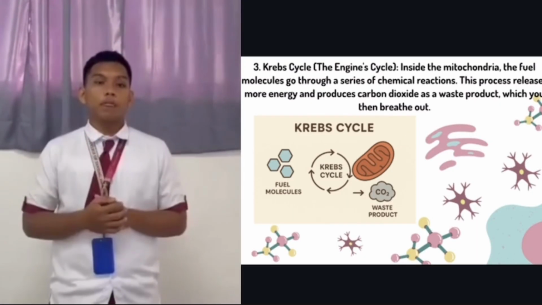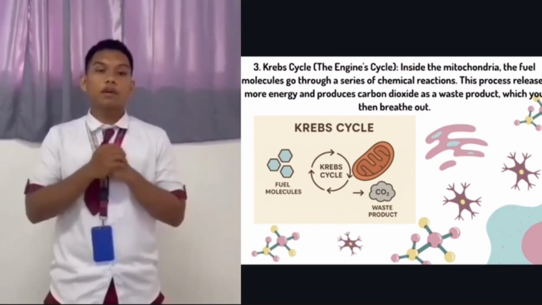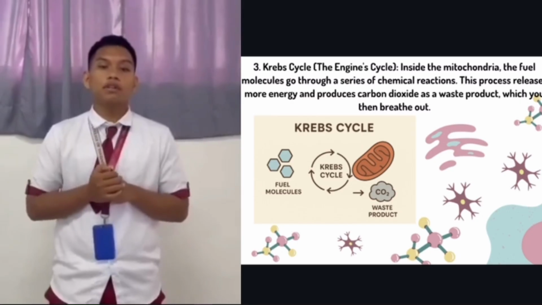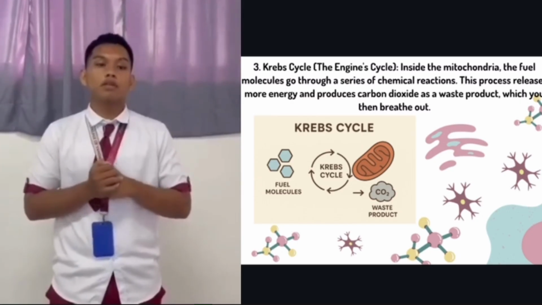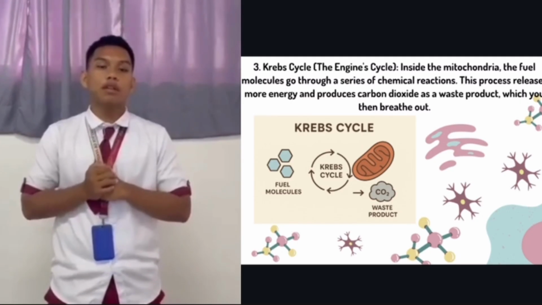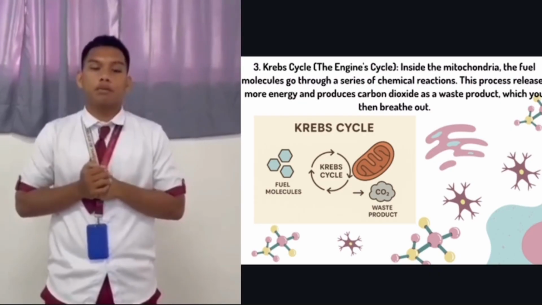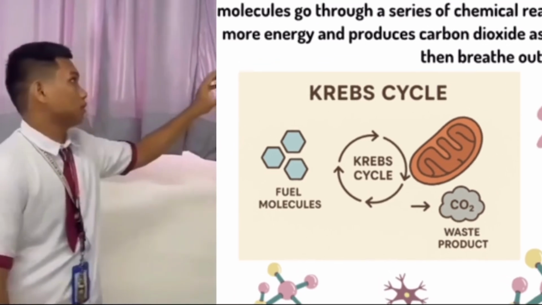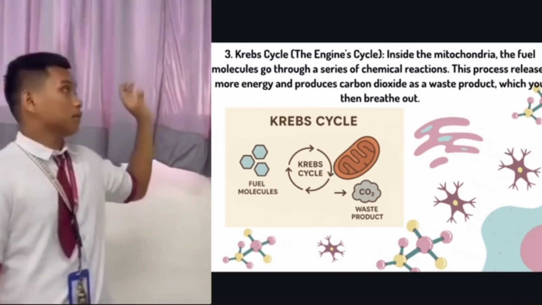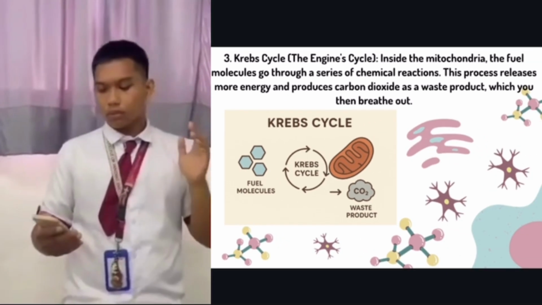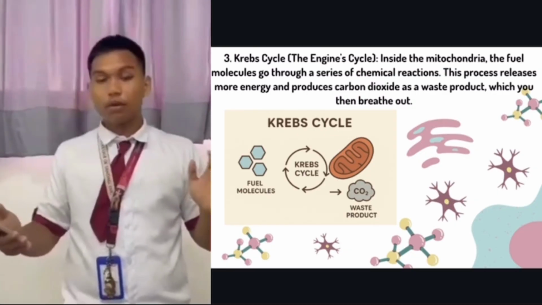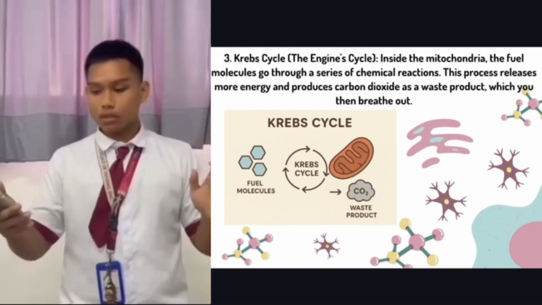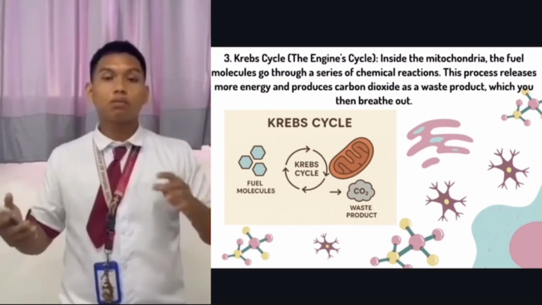Here's the third one, the Krebs cycle, like the engine of the cell. Inside the mitochondria, the fuel molecules go through a series of chemical reactions. These processes release more energy and produce carbon dioxide as a waste product, which you breathe out. So here's the breakdown of the Krebs cycle. The fuel molecules are broken down through a series of reactions that release energy. As a result, carbon dioxide is produced as waste that we breathe out.